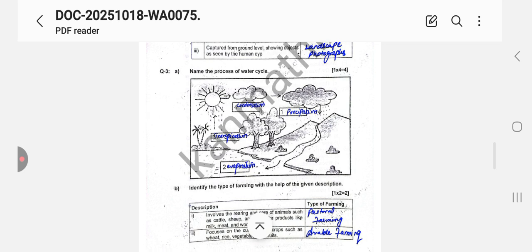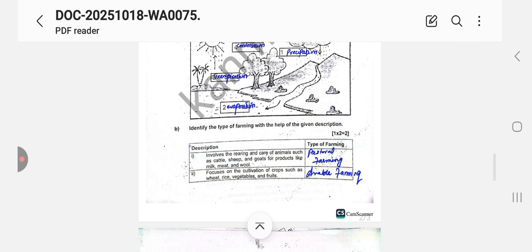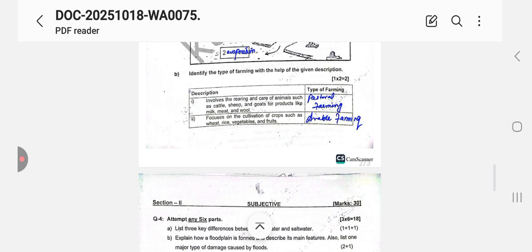Question number 3, name the processes of the water cycle, so it's easy. In one you can see precipitation, second evaporation, third is transpiration, and the fourth is condensation. B is identify the type of farming with the help of the given description. So you can check your answer or you can take a screenshot.